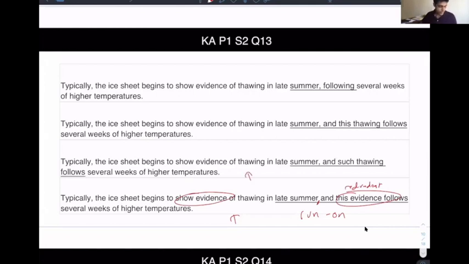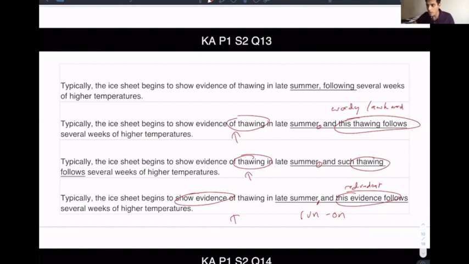What's the error in C? Yep, so here they fix the comma, but the redundancy is still staying. B, again, the comma has been fixed, but "thawing" follows "thawing," still redundant. And it's wordy/awkward. Do we talk about wordy and awkward sentences?